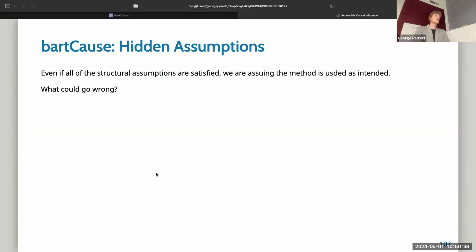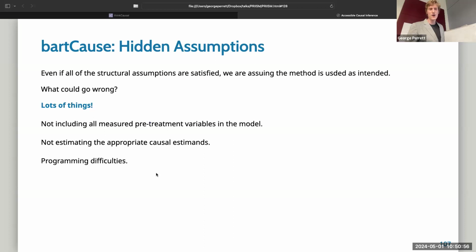Now, despite these structural assumptions, there's a really big hidden assumption. The hidden assumption to all of this is that people are actually using methods as they're intended. BARTCause is a great R package that implements Bayesian additive regression trees for causal inference and all the nice properties we've been talking about.